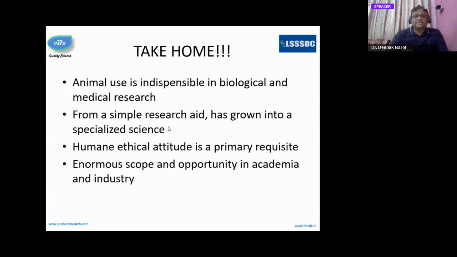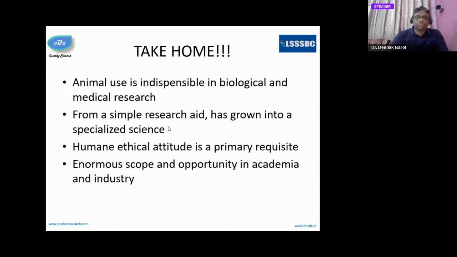But a humane, ethical attitude is the primary requisite. Just because we are human, just because we have an advantage over lower species, just because we have access to animal species, laboratory animals, doesn't mean that we should use these animals indiscriminately. Instead, we should use these animals wherever it is required, and it is going to fetch you data which will be used in research in a positive way. That's where we should utilize this. But wherever we can avoid it, please avoid using these animals.